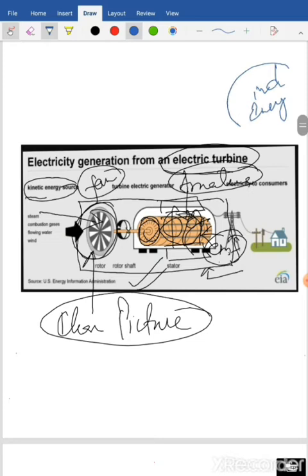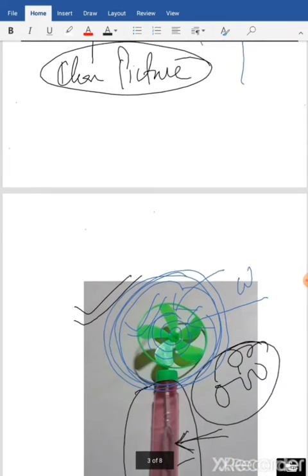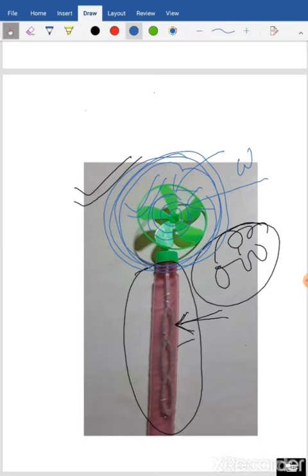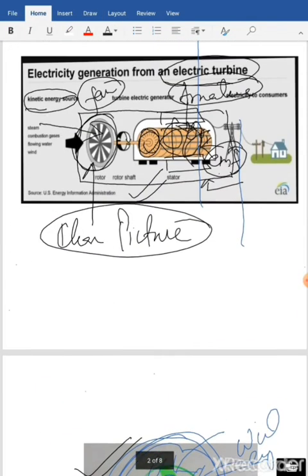All right, so when wind energy is blown through this, what happens? This starts to rotate, isn't it? Are you getting my point? So wind energy is now converted here into what? A rotational motion, which in turn gives us some mechanical energy here. Are you getting my point? So the same thing happens here in your turbine also.